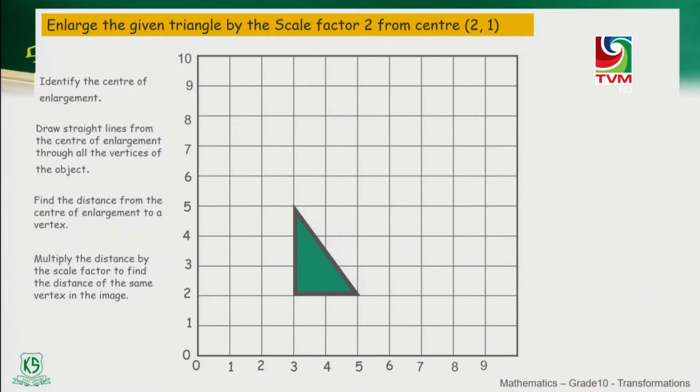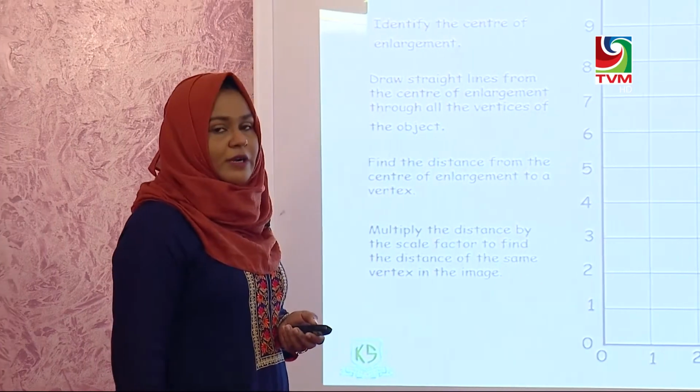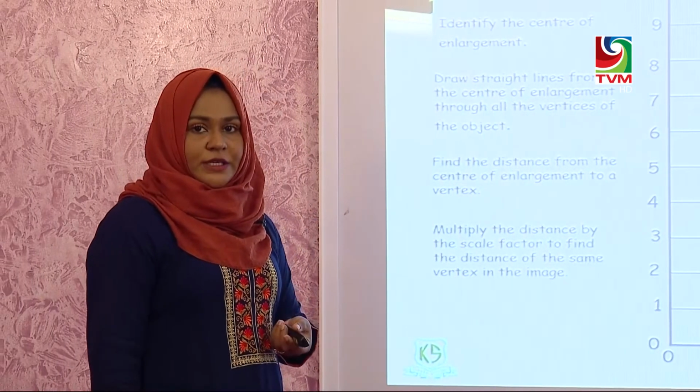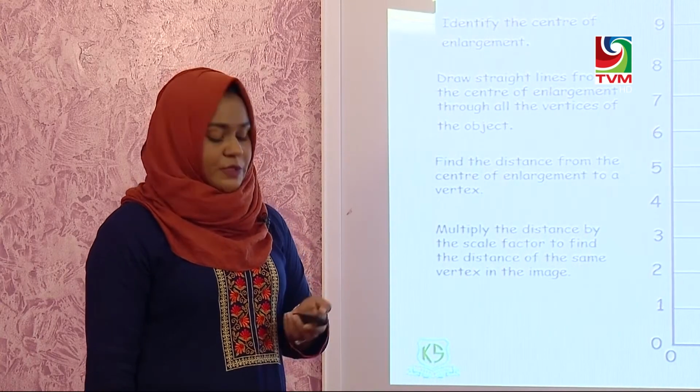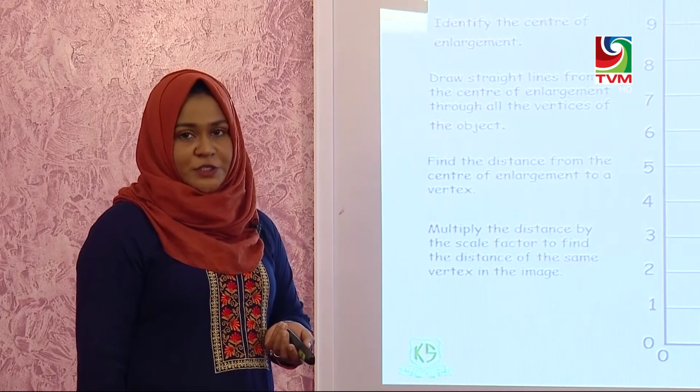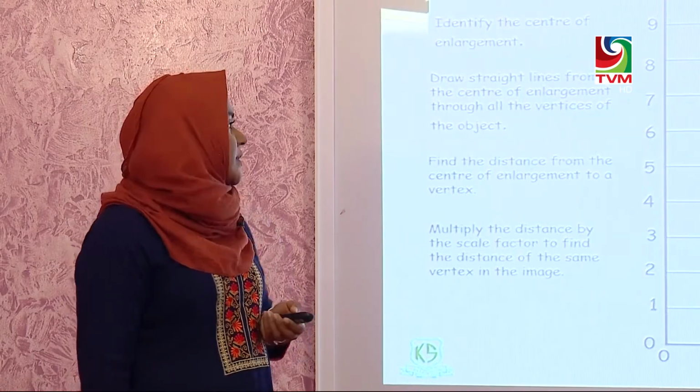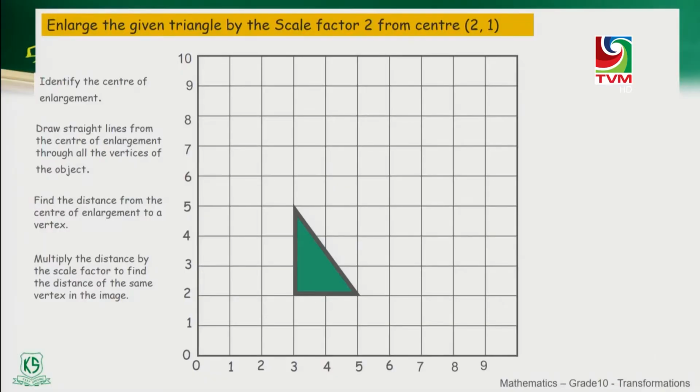Here we have another example where we have to enlarge the given triangle by scale factor 2 from center 2,1. Here also you are given the scale factor and the center of enlargement as well. So the position of the enlargement has to be correct and the size of the enlargement as well. Now we are going to follow the same steps to enlarge this triangle.